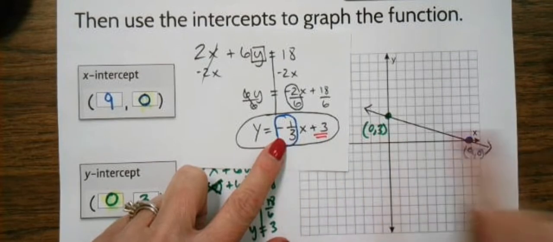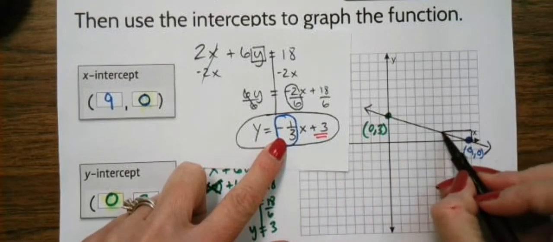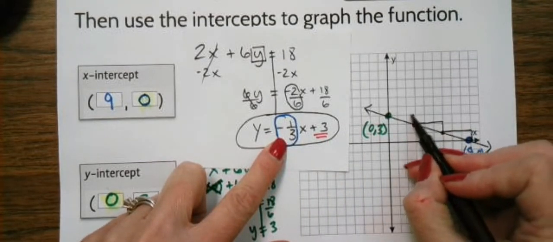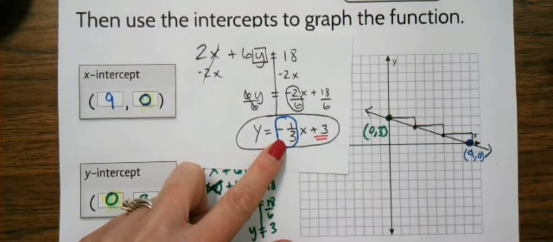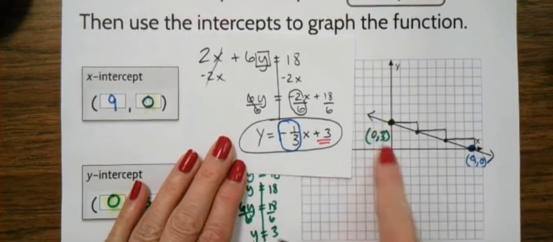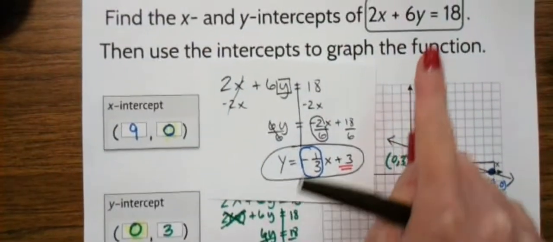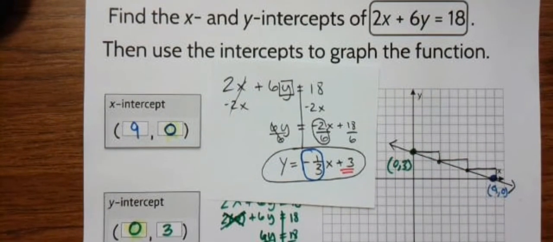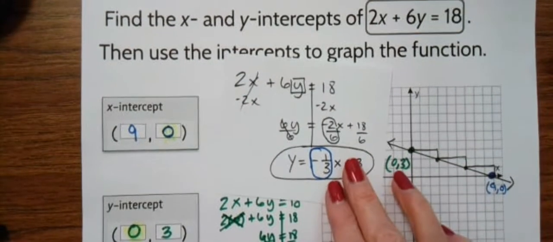Let's check it out. Is there a slope of negative 1/3? Up 1, left 3. Up 1, left 3. Well, what do you know? I took the equation, I converted it, and I get the exact same line as when I graphed with standard form. Now, whichever one you think is easiest, that's your opinion.